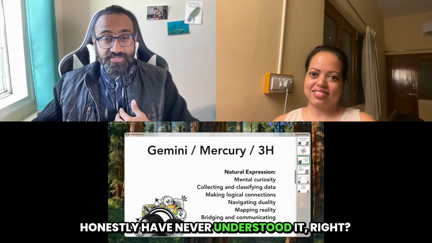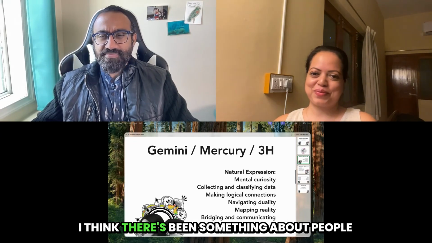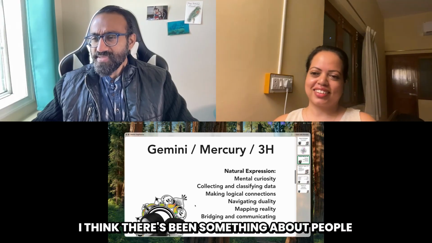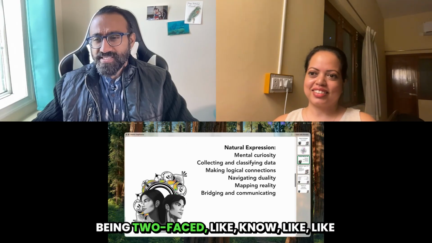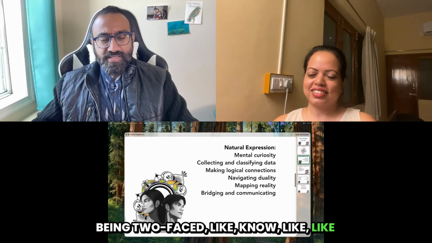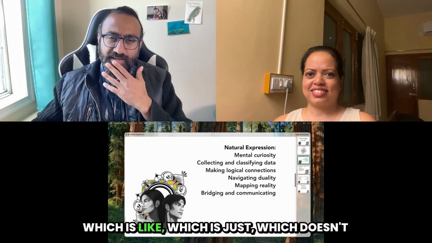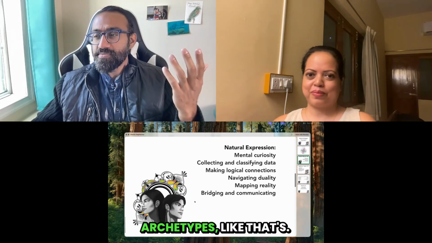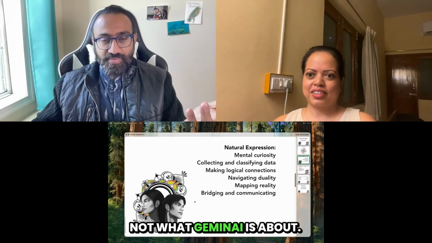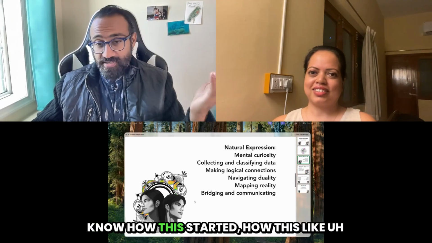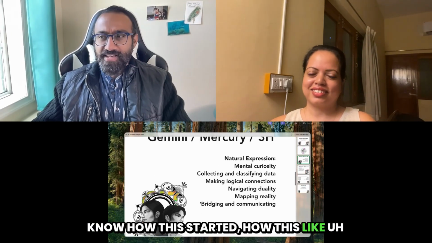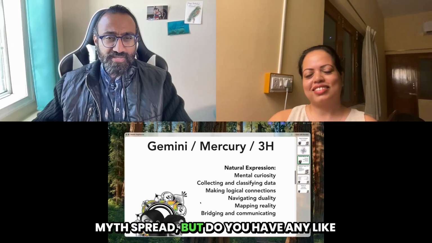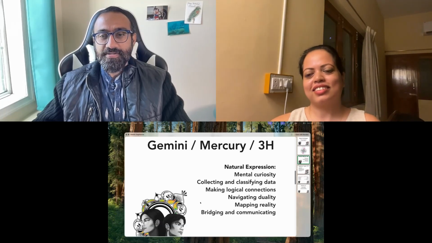I honestly have never understood it. I think there's been something about people being two-faced, like in this beautiful diagram, which doesn't make any sense if you really understand the archetypes. That's not what Gemini is about. So I don't know where this started, or how this myth spread. But do you have any thoughts about that?